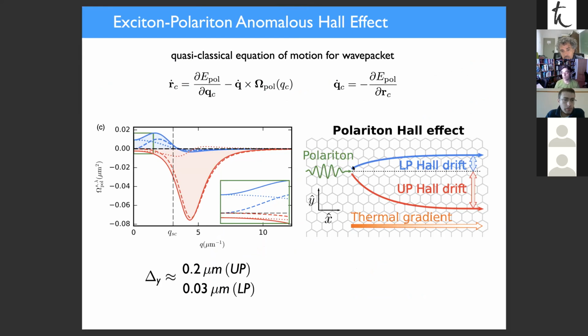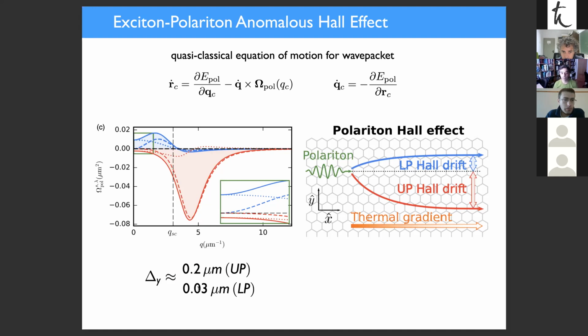We consider the same system as was analyzed experimentally, but for excitons, where we have a thermal gradient. The polariton is going to move, and we assume that when it moves, it's going to pick up some wave vector. Finally, the lateral displacement is going to be the integral of the derivative, and the derivative is related to this Berry phase. So actually it's the integral underneath these curves.